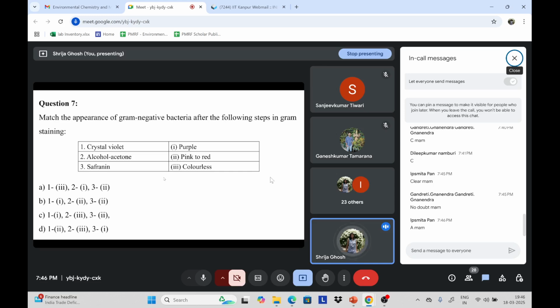Write your answers in the chat box. If Smita says option A, so option A means after crystal violet, the cells will be colorless. After acetone alcohol step, the cells will be purple, and safranin pink to red. Okay. What about others?